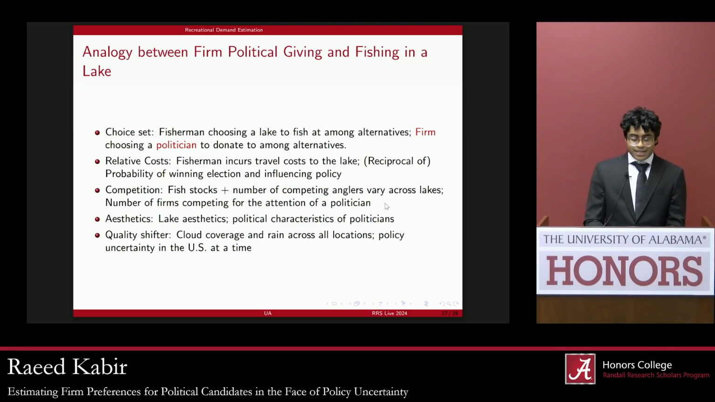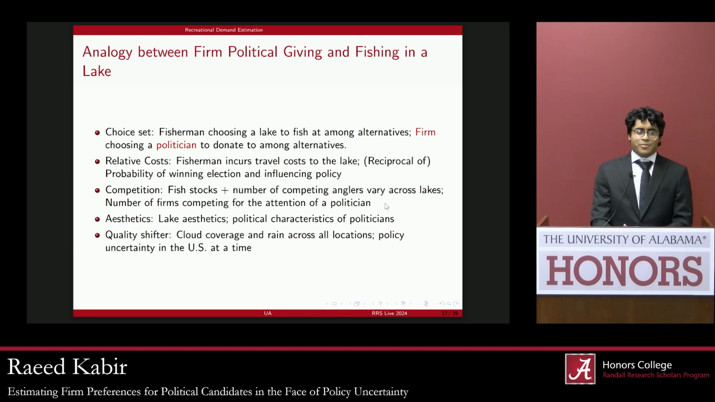If I want to model the costs, the fisherman has to think about what the different relative costs are of traveling to each of the lakes, whereas in my setting, I want to think about the reciprocal of the probability of a candidate that I give to winning an election and influencing policy down the road. On the competition side, you can think about fish stocks, the number of other fishermen in the lake who are trying to win the hand of the politician in my setting, right? That's the kind of analogy.